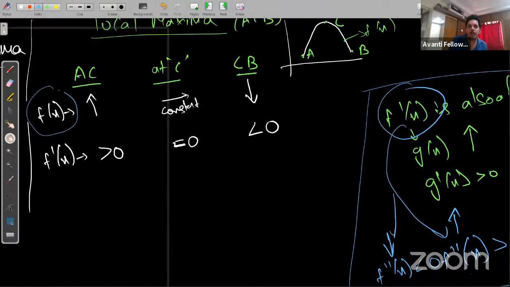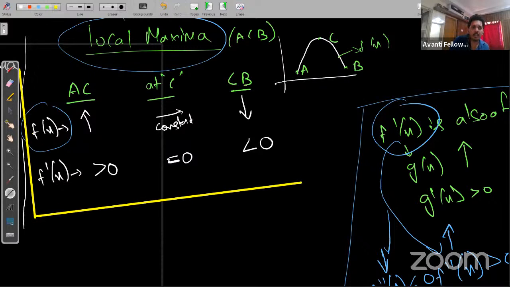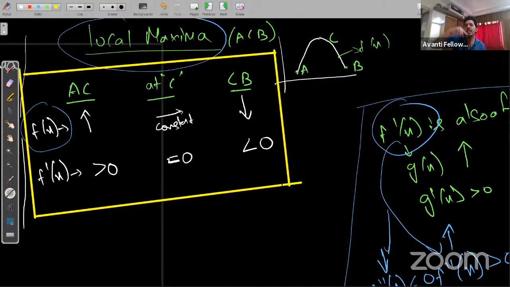Guys, now I'm talking about local maxima. Can anyone tell me, by looking at this table, whether my f dash of x is increasing or decreasing throughout the function? Throughout the function A, C, B, is my f dash of x increasing or decreasing?